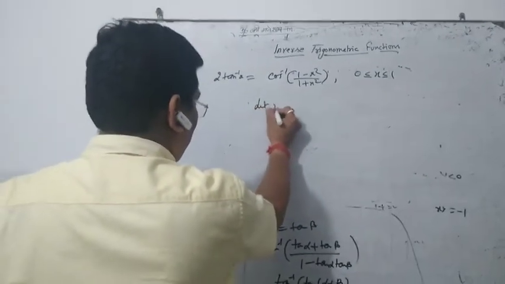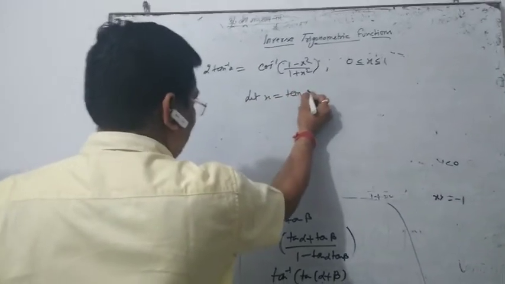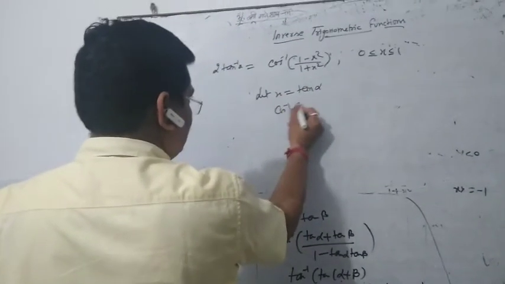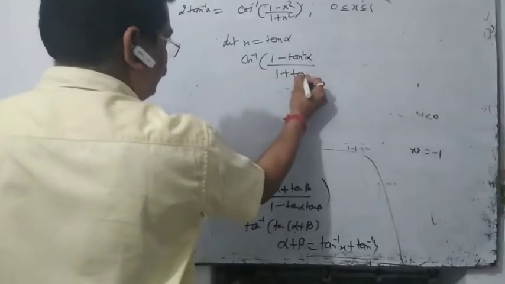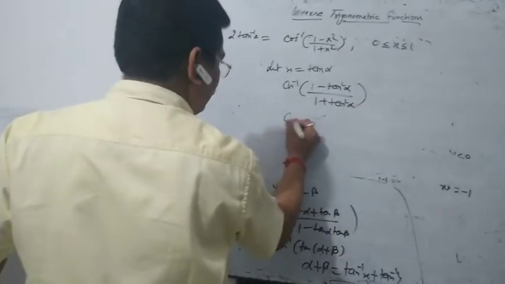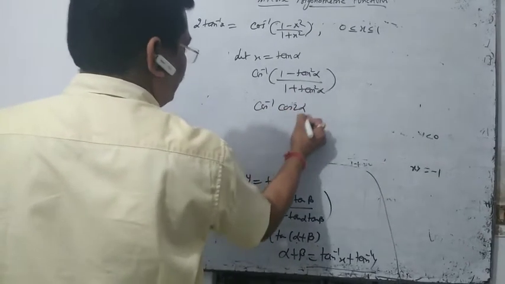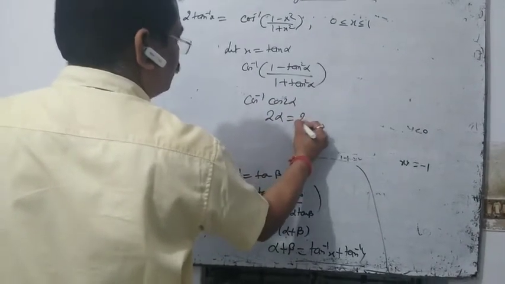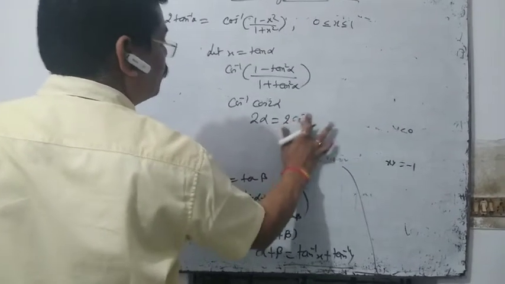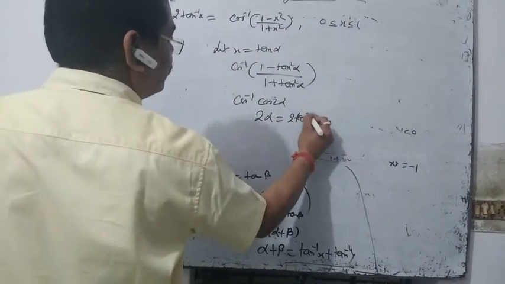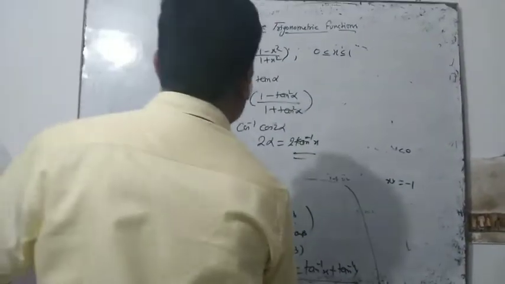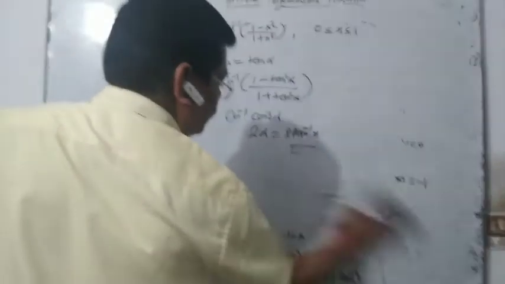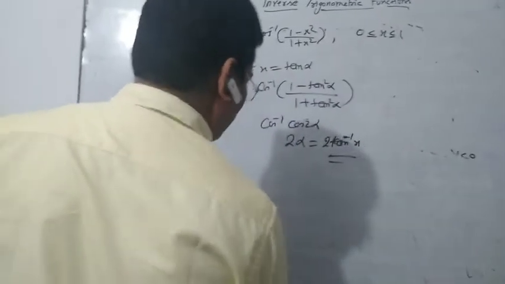Here let x is equal to tan alpha. Then cos inverse of (1 minus tan square alpha) upon (1 plus tan square alpha) is cos inverse cos 2 alpha. It means 2 alpha, which is 2 tan inverse x. So you can write the formula: 2 tan inverse x is equal to cos inverse of (1 minus x square) upon (1 plus x square). This is one very important formula.